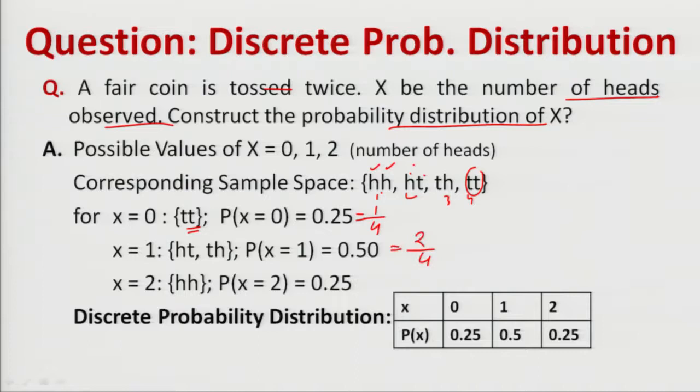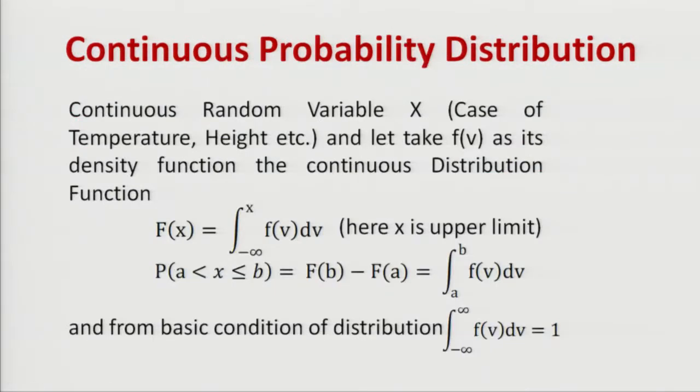Third case, when head occurs 2 times. When head occurs 2 times, this is the only one case and its probability is 0.25, that is 1 by 4. So, what is a discrete probability distribution? Write down the values of x and their probabilities in a table, and you would get a discrete probability distribution.